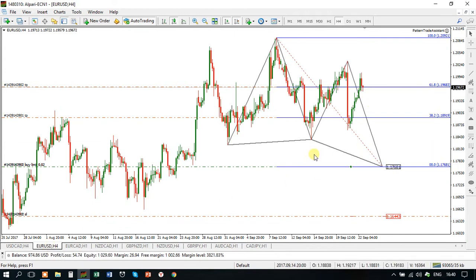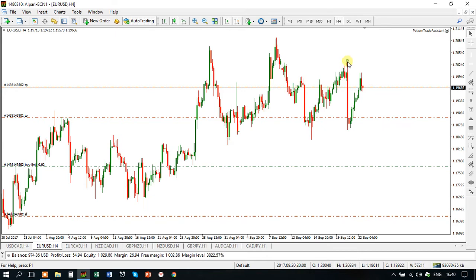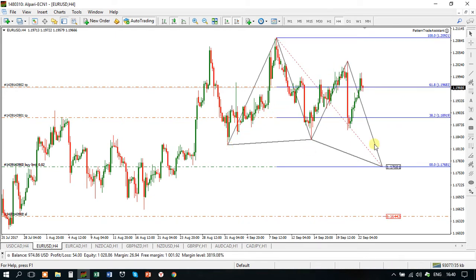Okay, euro dollar, it is the same. So how was this trade found? It was found this way, from here to here, absolutely fast, absolutely perfect.